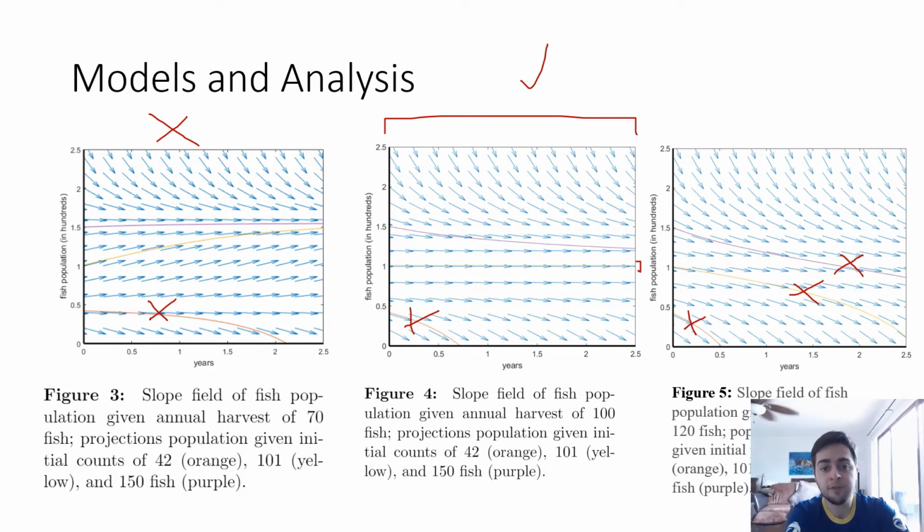Well, obviously, we want to produce the cheapest outcome for our client as well. If we can achieve the same thing with an initial population of 101 fish as we can with 150 fish, it makes sense to give our client the cheapest option, which is this one. So to conclude, we would tell our client that the optimal harvesting rate is 100 fish per year, and the optimal initial population would be 101 fish. In other words, he should purchase 101 fish for his farm.